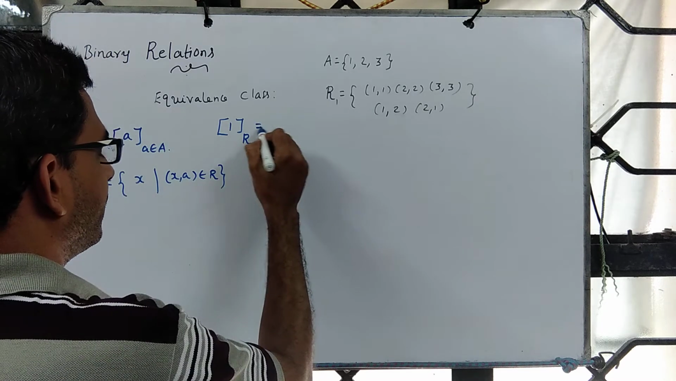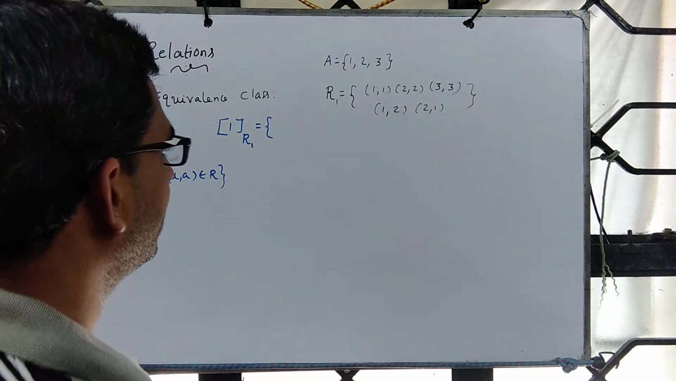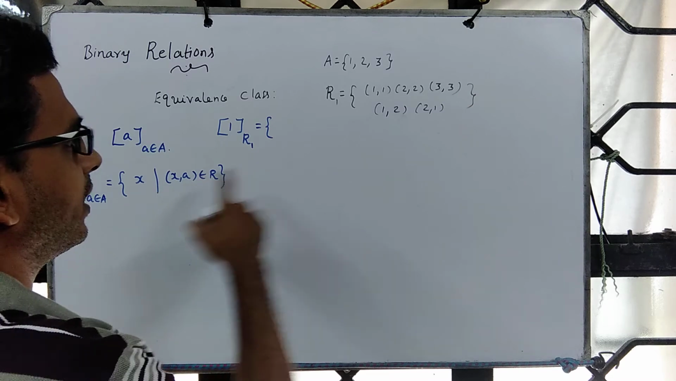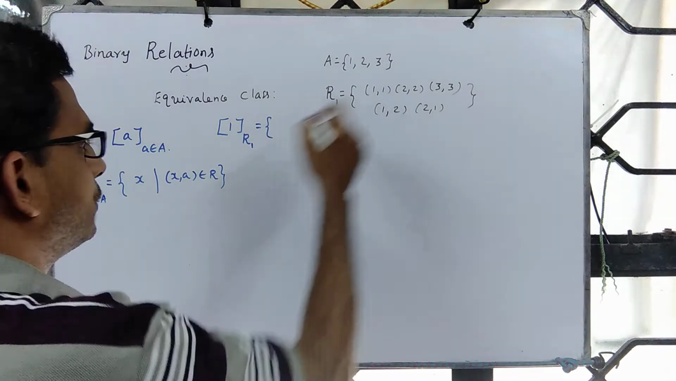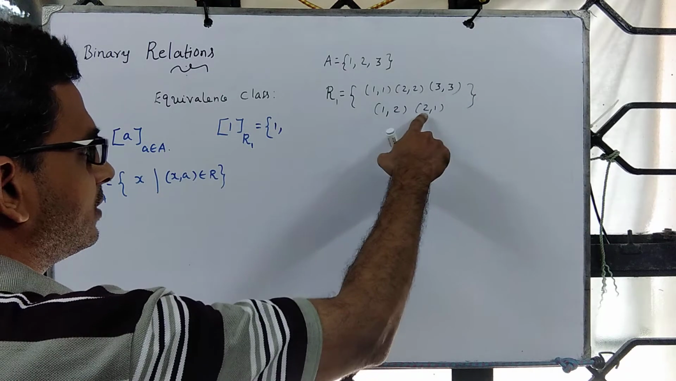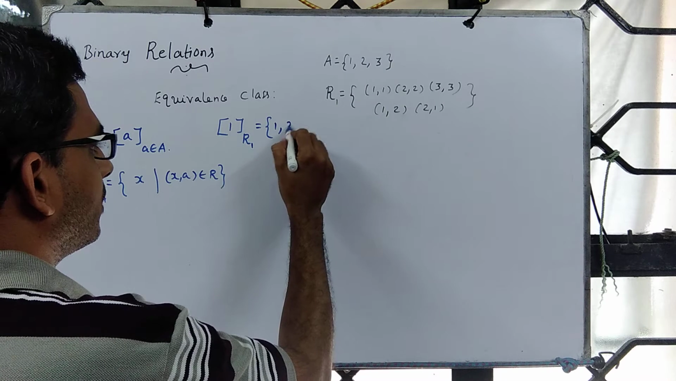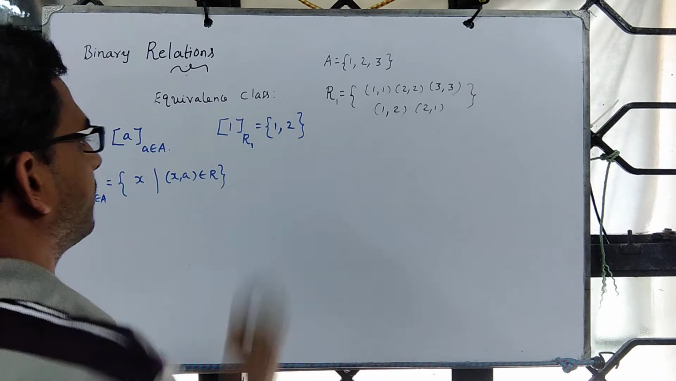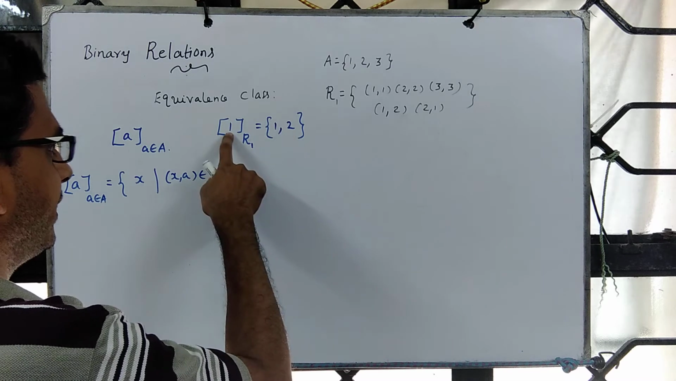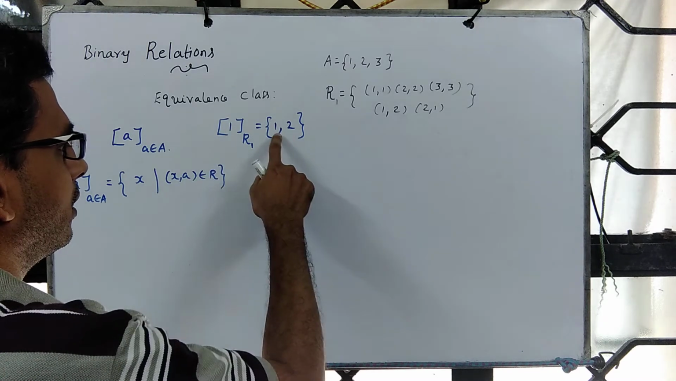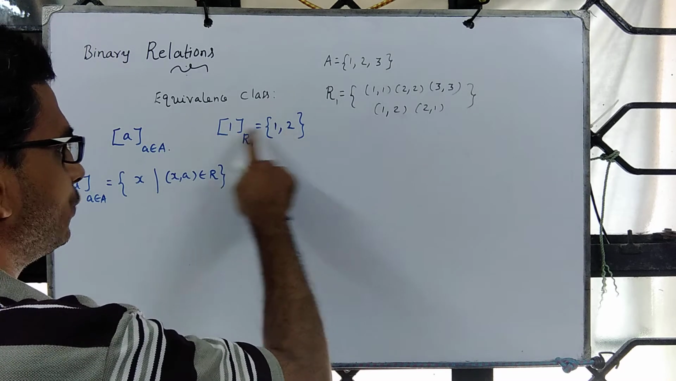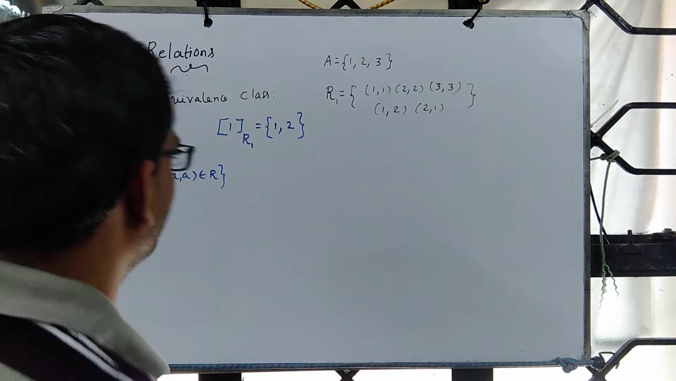Now let's look at the equivalence class of 1. It is the set of x such that (x, a) belongs to R. x is 1, (1, 1) belongs to R, and x is 2, (2, 1) belongs to R. I am including 1 because (1, 1) is in R. I am including 2 because (2, 1) is in R.